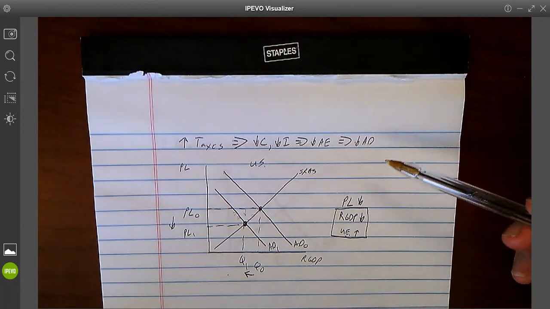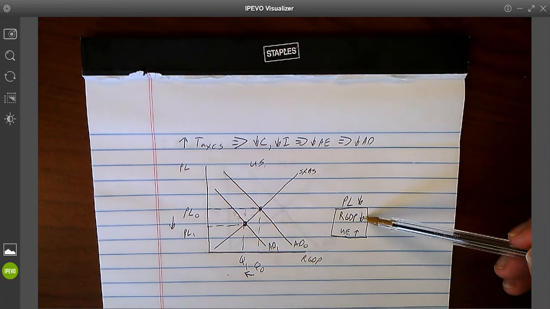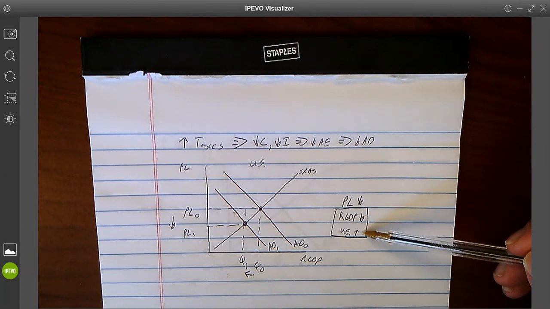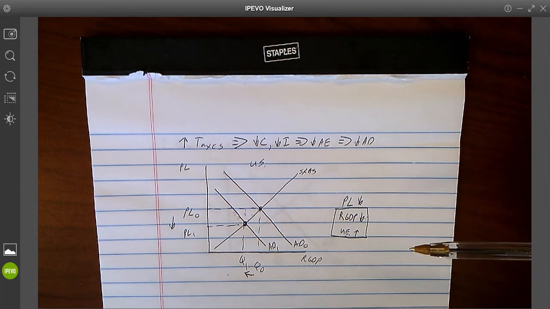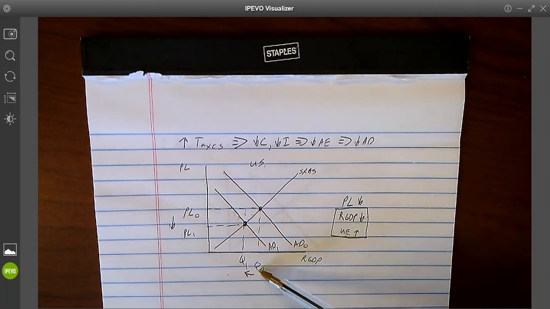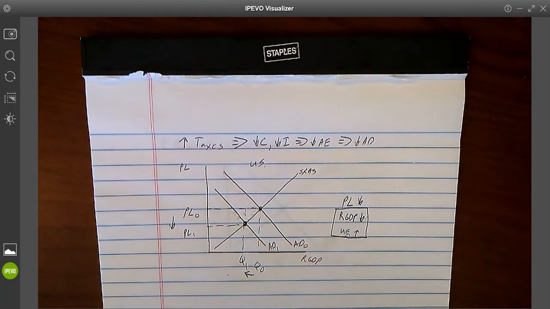Is this good news or bad news? Again, this would probably be reported as bad news, right? GDP's down, unemployment's up. But remember, what's our most important goal? Did we achieve potential GDP? I don't know if this move from Q0 to Q1 has moved us closer to potential or further away. So I can't really judge, is this good or not? Okay?